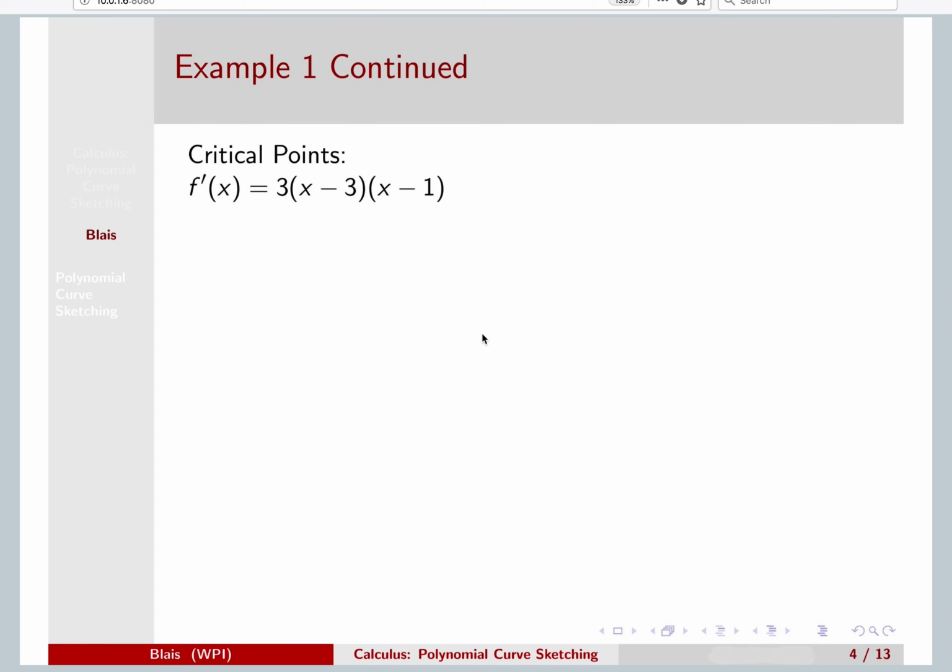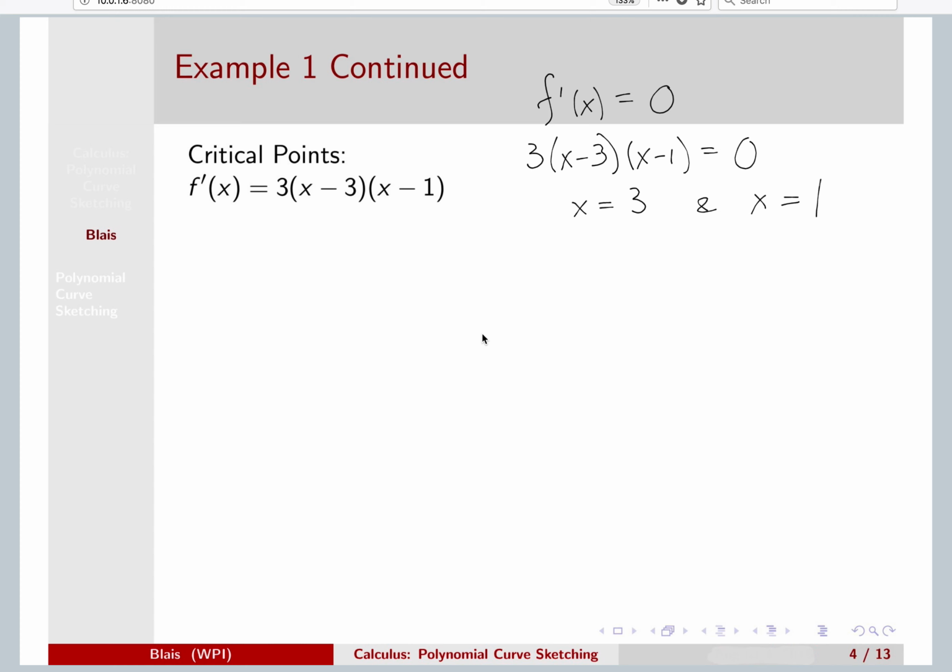Now let's move into the critical point section. So we take the derivative, and then we factor it. This is the result. And then we check where f prime of x equals 0. So that means 3 times (x minus 3) times (x minus 1) equals 0. And so the solutions are x equals 3 and x equals 1.